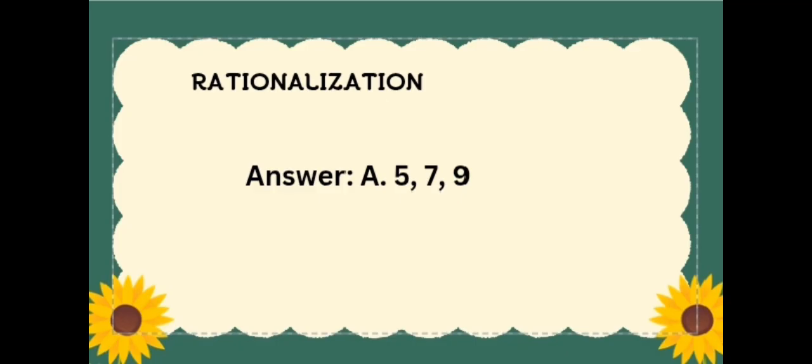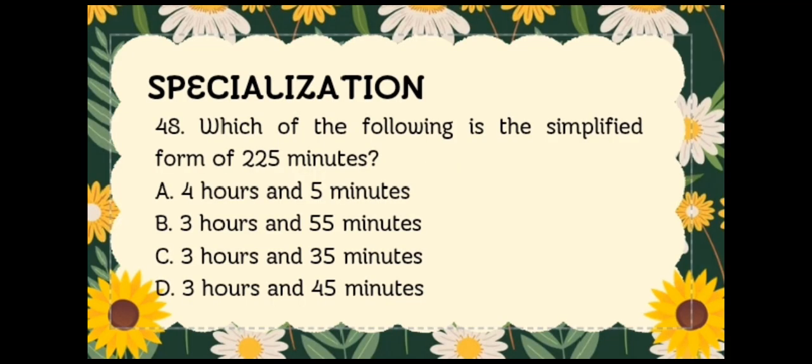47. Which of the following sets of numbers have a least common multiple of 315? A. 5, 7, and 9. B. 7, 9, and 11. C. 3, 5, and 7. D. 9, 11, and 13. The answer is letter A, 5, 7, and 9.